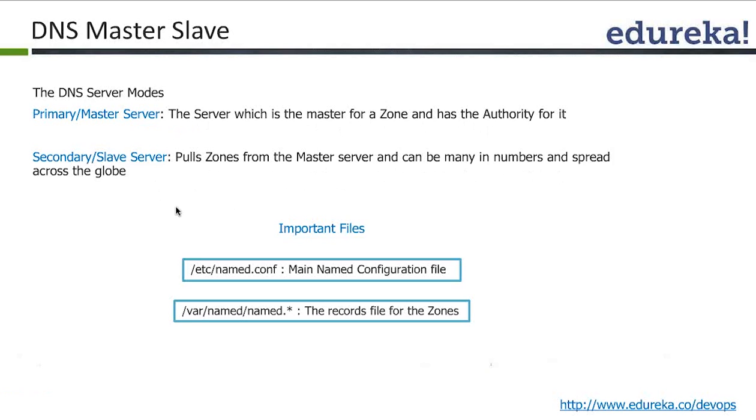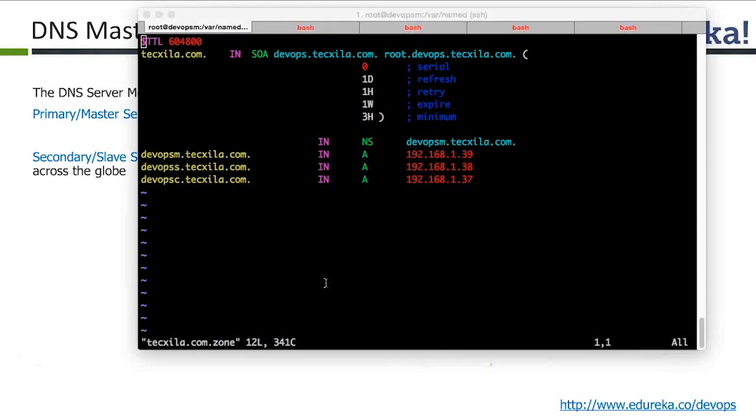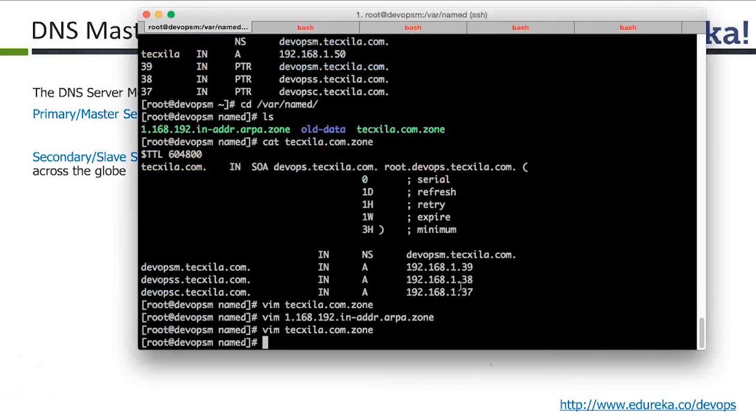Now, I talked about the 5 files. What I did not show you is the named.conf. Let's have a look at that. What does it contain?